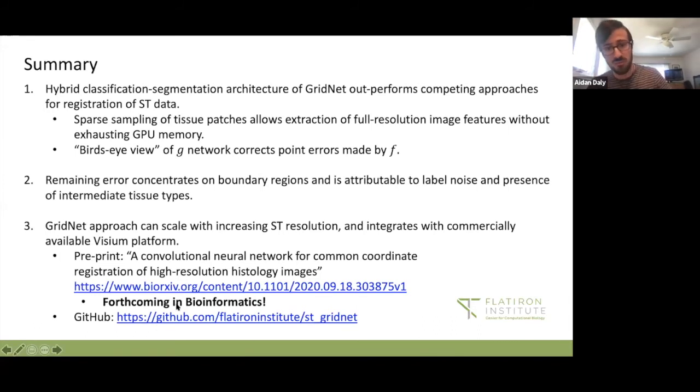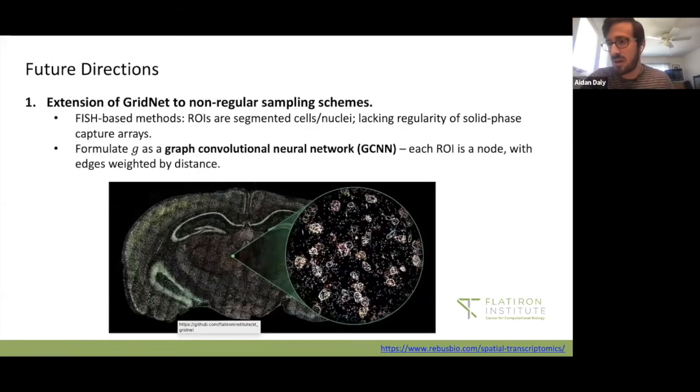It's forthcoming in Bioinformatics, which I'm happy about, and all the code is available on GitHub. So I'll just briefly talk about a couple of future directions for this, and then I'll open the floor to questions.